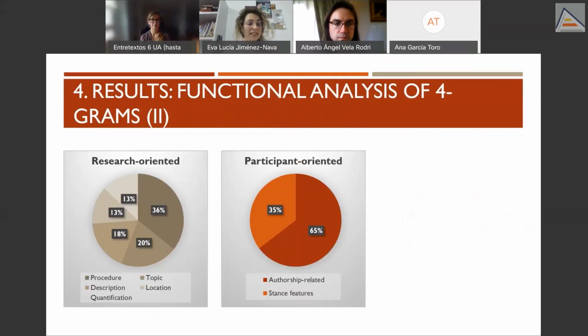Then participant-oriented 4 grams. As I told you before, Hyland found 2 different groups, stance features and engagement features, but I decided to add a 3rd group, which I call authorship related, just because it was the most common one in the corpus. So 65% of the 4 grams refer to the authors and the publications themselves, and then 35% refer to the evaluations of the different experiments, etc.